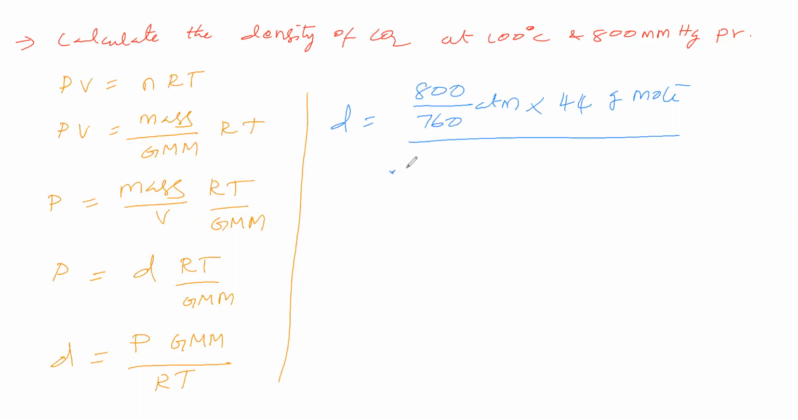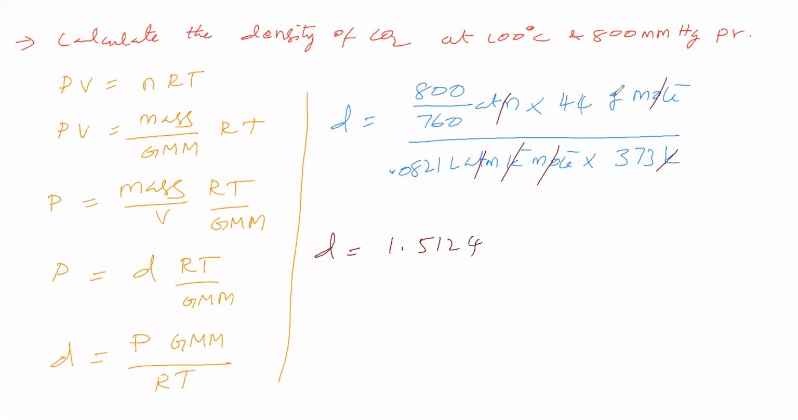R value is 0.0821 liter atmosphere per Kelvin per mole. Then for temperature, 100 degrees Celsius is given, which we convert into Kelvin, that is 373 Kelvin. Now cancel the common units. Atmosphere cancels, gram is not cancelling, per mole cancels, and per Kelvin and Kelvin cancel. So we get the density, which is 1.5124.